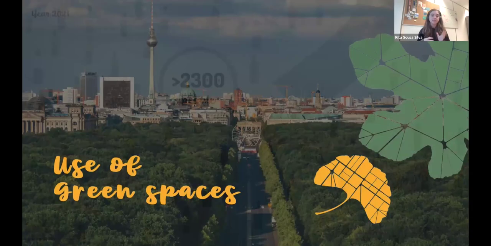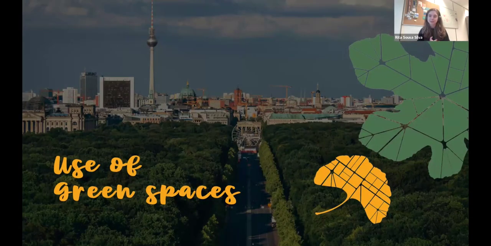And we had some basic questions about use of green spaces, because if people don't use them, then it changes whether or not you should invest in them. So we wanted to know, how often do you go? What activities do you do there? Do you go with friends? Do you go alone? Do you go to play sports? Is it easy to get there? Do you have to travel a lot?